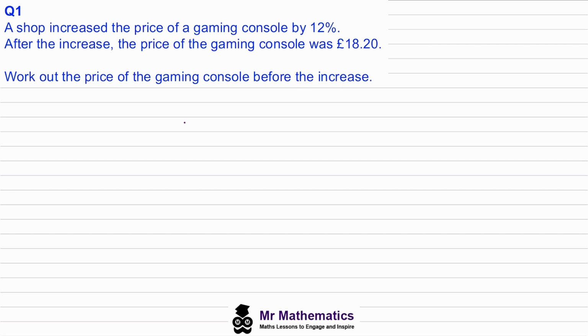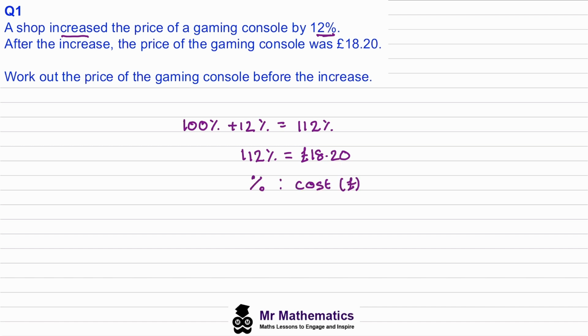So originally, the price was 100% of its value. And then we increase by this 12%, so we add 12% to the original, and this will give us 112%. And we're told that this is equal to £18.20. Then we can write this as a ratio, where we're looking at percentage to cost. So we'll have 112 to £18.20.